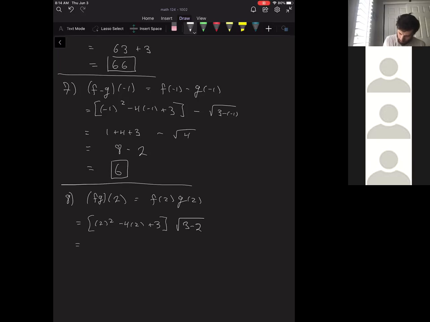So what we have here, 2 squared, that's going to be 4 minus 8 plus 3. And then that's going to be multiplied by the square root of 1. So 4 minus 8 is minus 4. Minus 4 plus 3 is minus 1. And then square root of 1 is just 1. So our answer here is just minus 1.